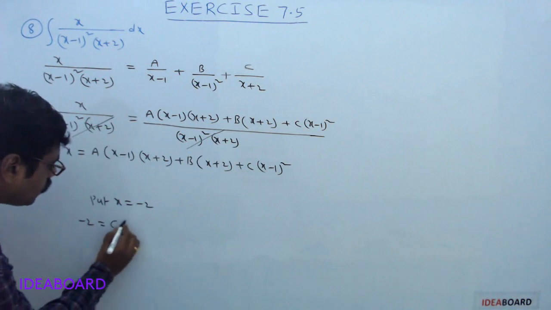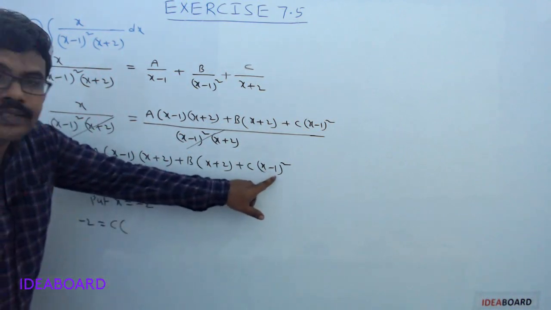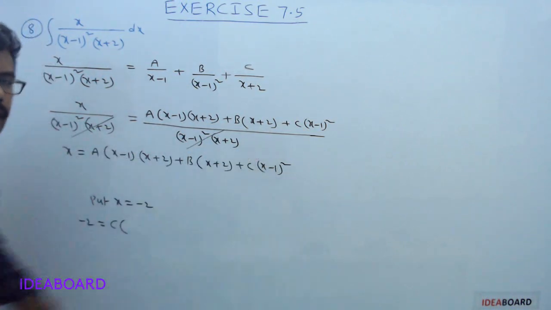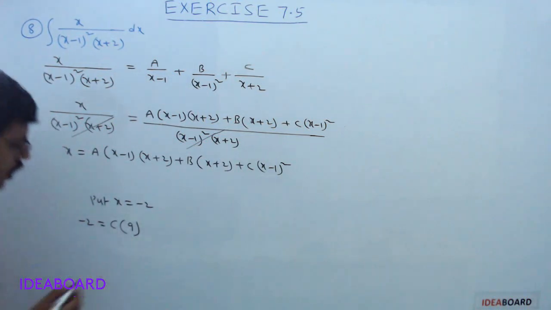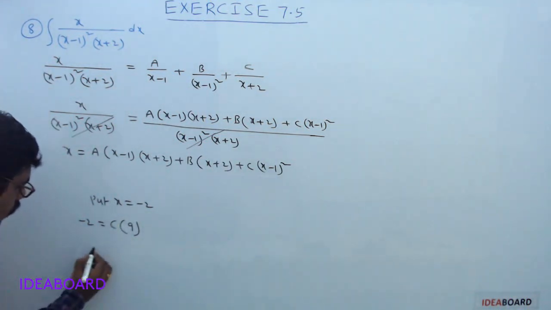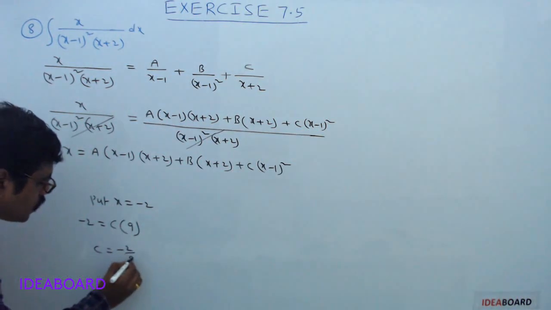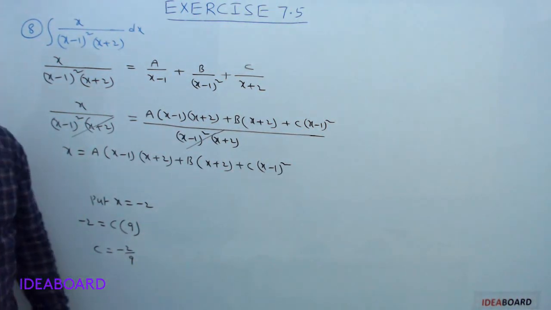So this is c into (minus 2 minus 1), that is minus 3 whole square, that is 9. So what is the value of c? c value is minus 2 divided by 9.